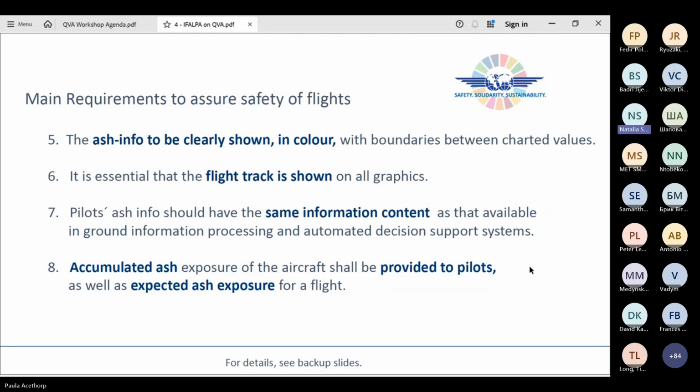And Rory talked about the dose, and well, we'd like to have a record of that on the flight plan or in the flight documentation that shows how much ash has already been seen by the airplane and how much is still available, and then see that the flight plan is well below the value that is allowable.